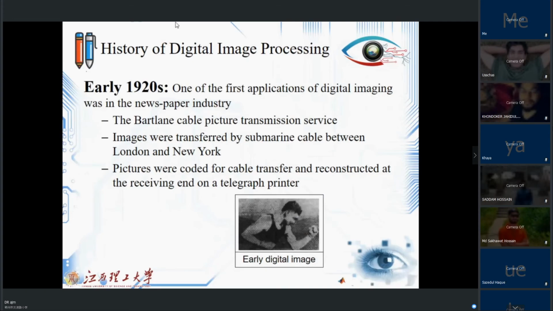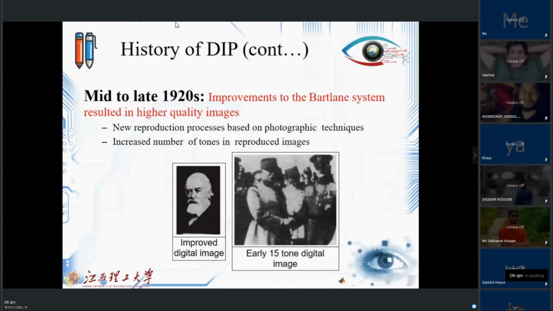Further, in the mid to late 1920s, the improvement to the Bartlane system resulted in higher quality images. Then a new reproduction process based on photographic technique happened, which increased the number of tones in the image. You will see here the improved image and the quality of the 15 tone digital image. That was very useful in the field of newspapers or news, where they want to have the picture.